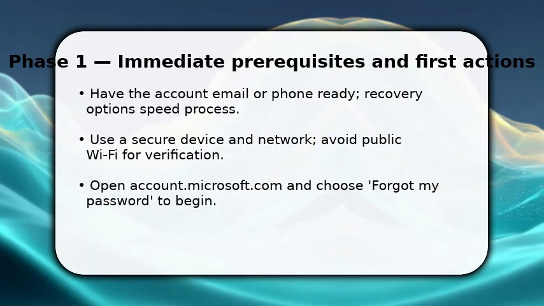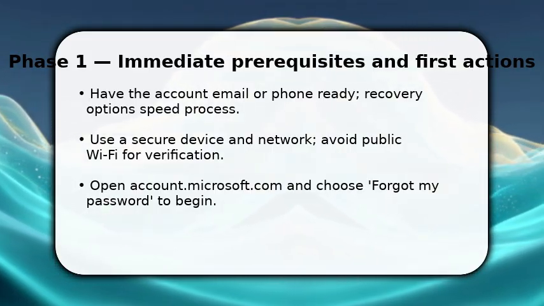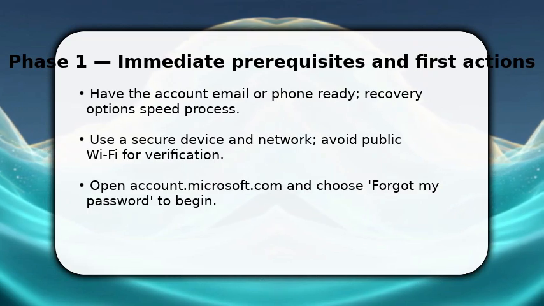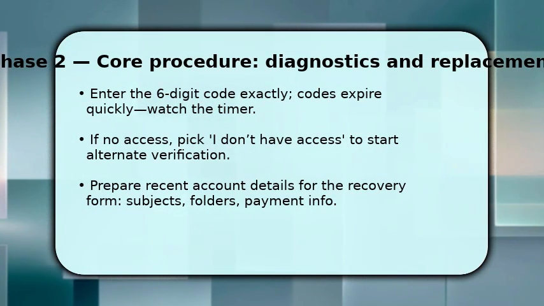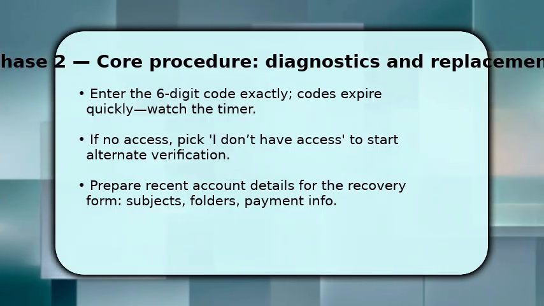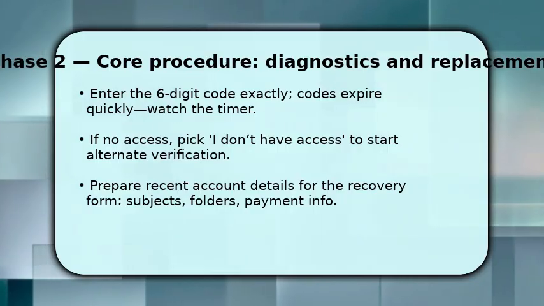The system steps you through sending a 6-digit code or a recovery link to the contact you selected. You'll receive a 6-digit code by email, SMS, or authenticator. Enter it precisely because codes expire fast. If you don't have access to the listed option, choose "I don't have access" and follow alternate verification prompts.